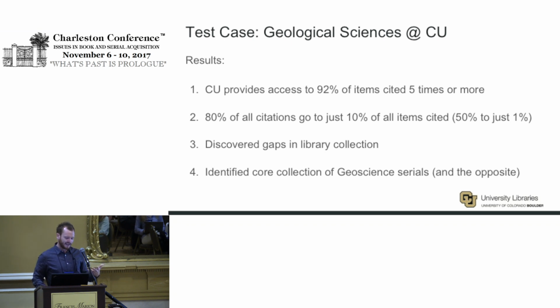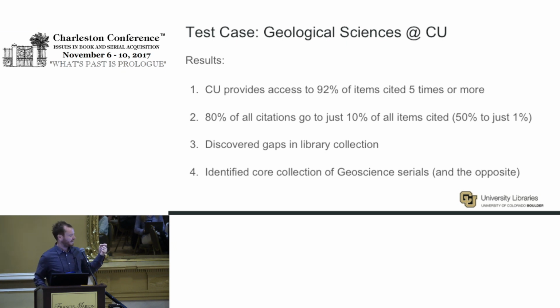So the results of that test case were that in terms of geology collection, we had 92% of the serials cited 5 times or more, which is pretty good. I looked at the 80-20 rule and found that in our case, 80% of all the citations went to just 10% of the items cited, and 50% of all those went to just 1% of all the items cited. So really identified a core collection. Also discovered some gaps in our library collection. Some of those really highly cited things we actually didn't have, and we didn't realize it. So we saw some problems locally there.